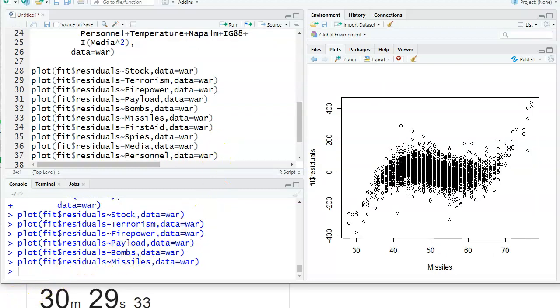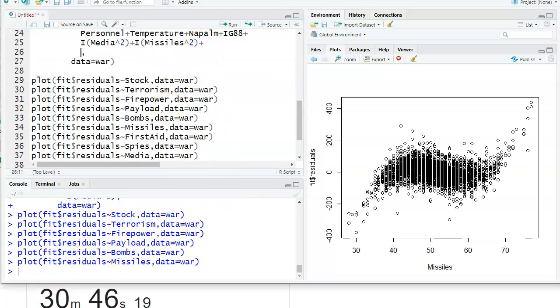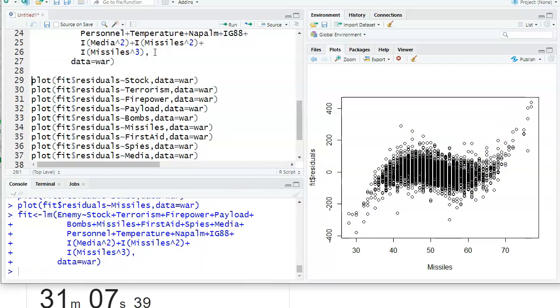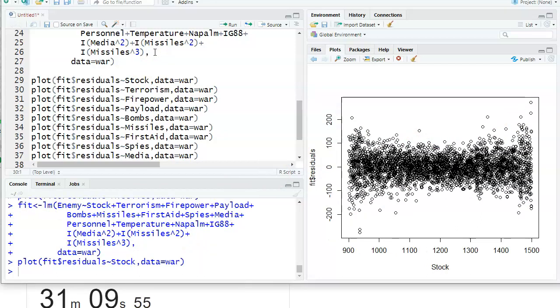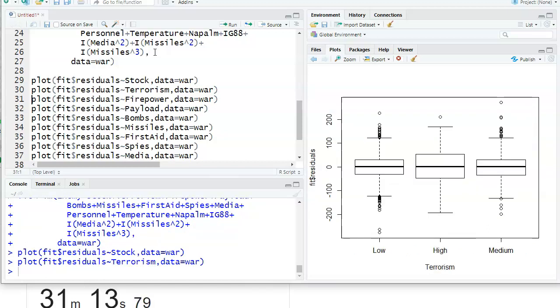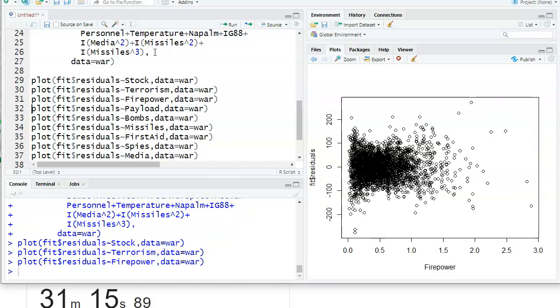This plot is screaming. Gonna add a missile squared, and we're gonna add a missile cubed, because this looks cubic, right? 1, 2, 3 lines there. It looks like a cubed will work. Let's see. Well, that looks better. Okay. The fact that it looks better makes me want to say I have a better model.